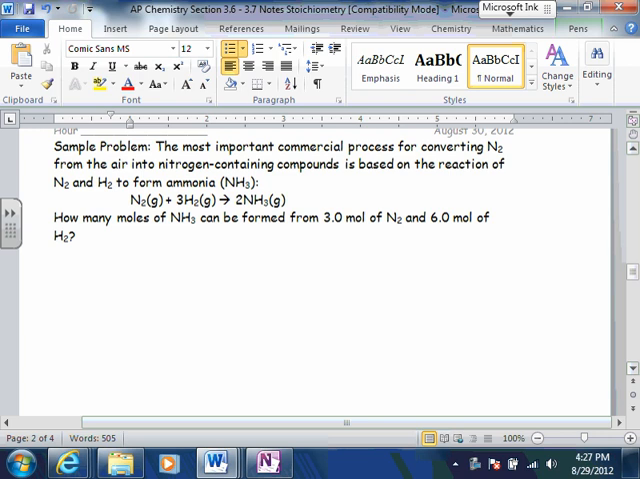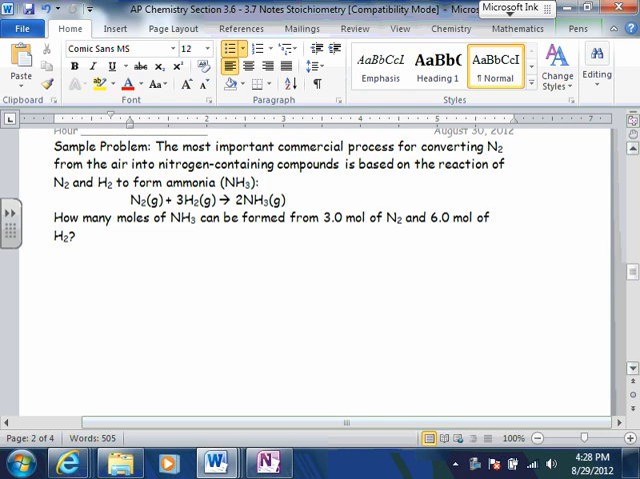So what they want to know here is how many moles of NH3 can be formed from 3 moles of N2 and 6 moles of H2. Okay, now this is nice because they're already giving us the number of moles. So you might even be able to tell just by looking at this thing which one is the limiting reactant. Okay, and that might be the easiest way to do this one. Now there is another process, and I'll show you that in just a minute when they give us mass.